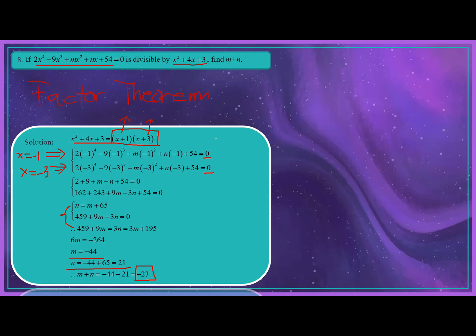So basically, what you did was you used the factor theorem. You substitute x equals -1 and x equals -3. Now you created two equations. After that, use basic algebra to solve for n and m. We know how to do that already. After that, you solve m plus n, so you get -23.